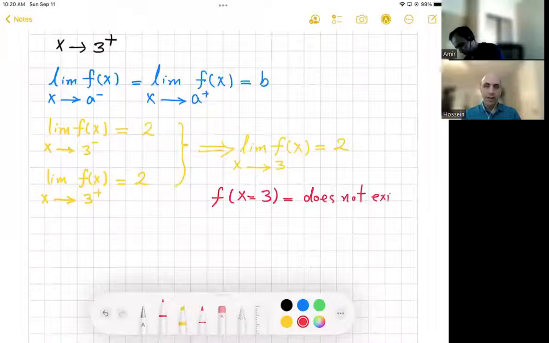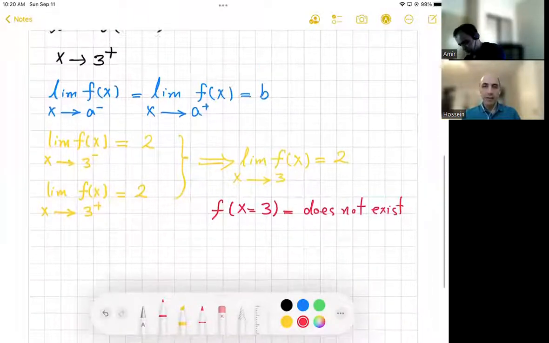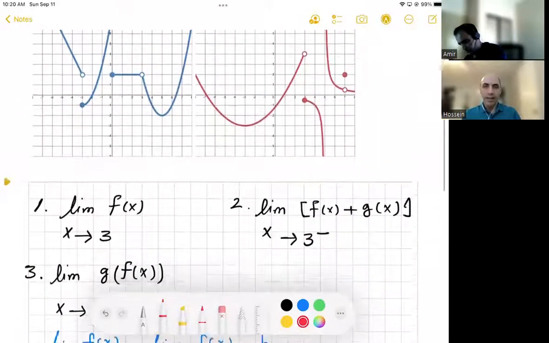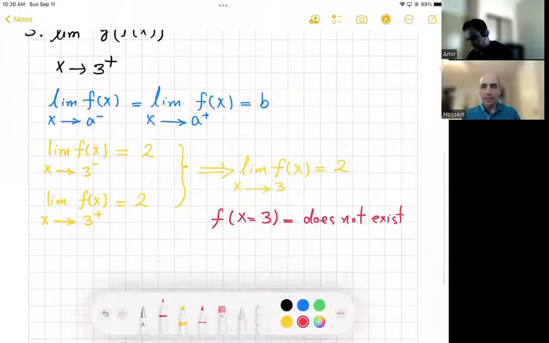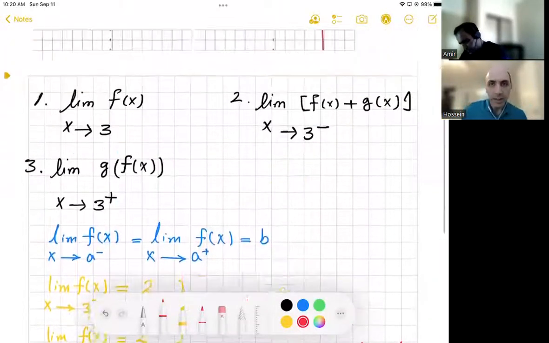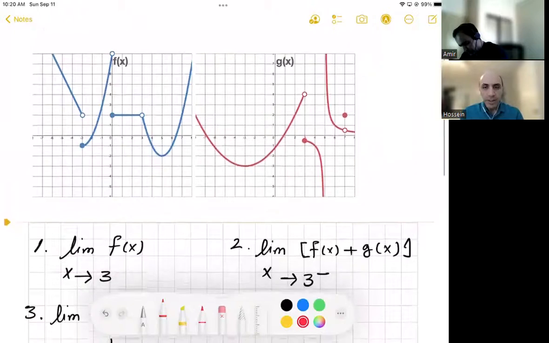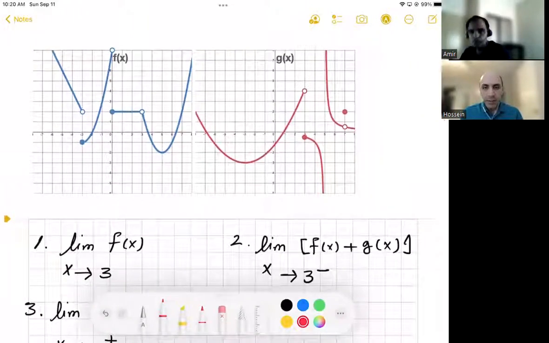Yeah, the function at x equals 3 doesn't have any value. Okay, that's great. Next section, if you scroll up, I can read it from the screen. The second part of the problem: you're going to find the limit of f of x plus g of x when x approaches 3 from the left. The negative means that it is approaching 3 from the left side.